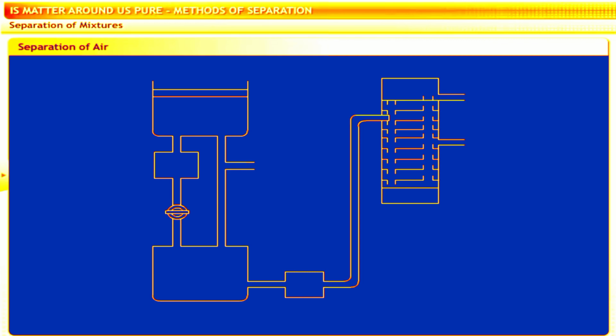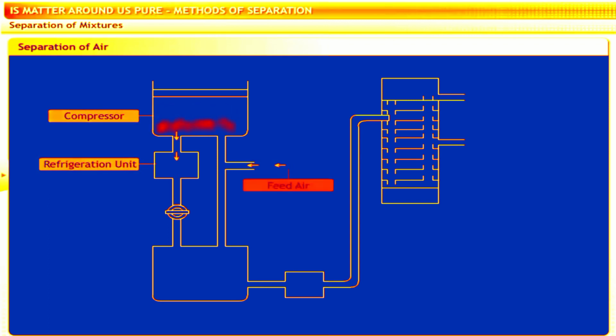Air is made up of different gases like nitrogen, oxygen, and carbon dioxide. These gases are separated from one another by the fractional distillation of liquid air. Here are the steps in this process. Air is compressed in the compressor and cooled in the refrigeration unit. Thus, the air gets liquefied.